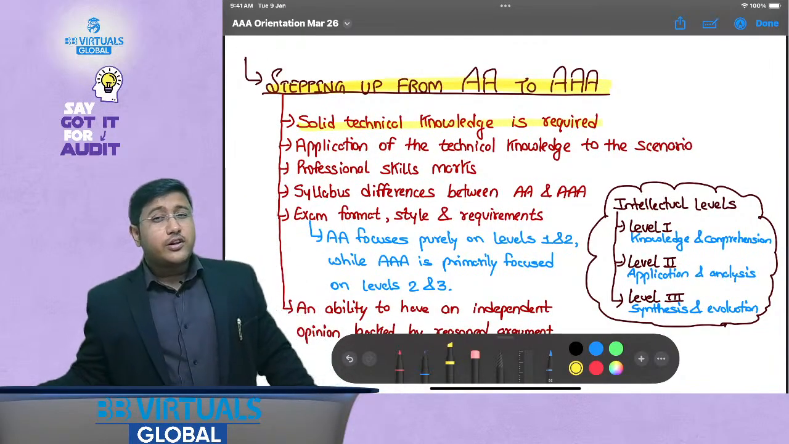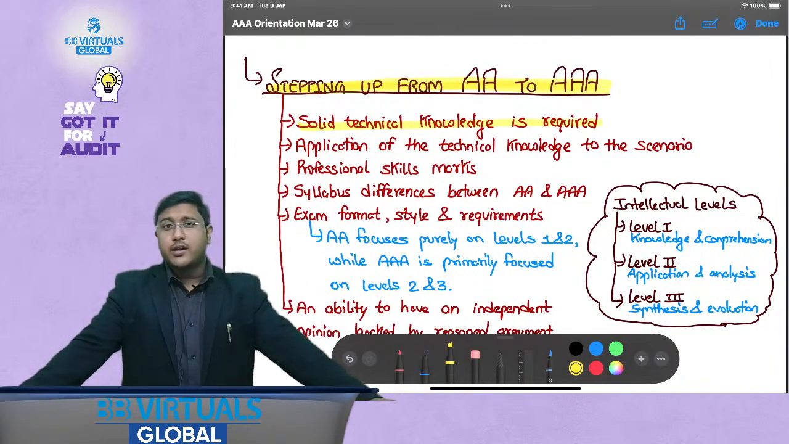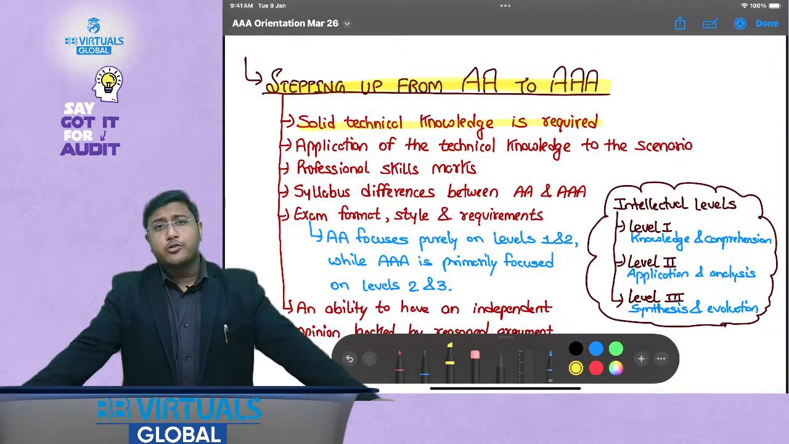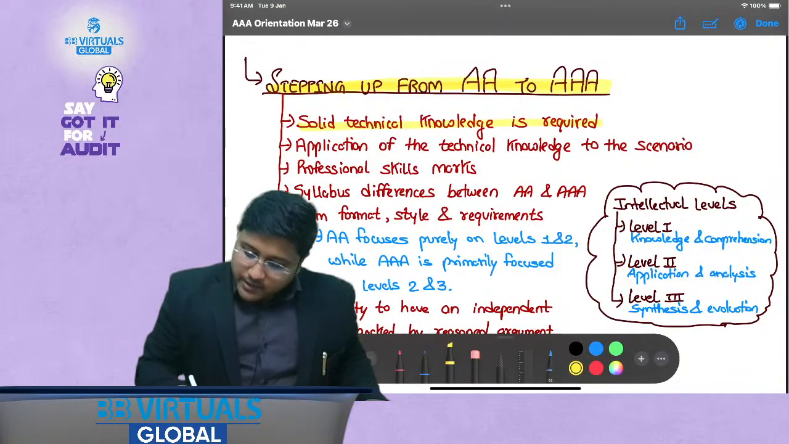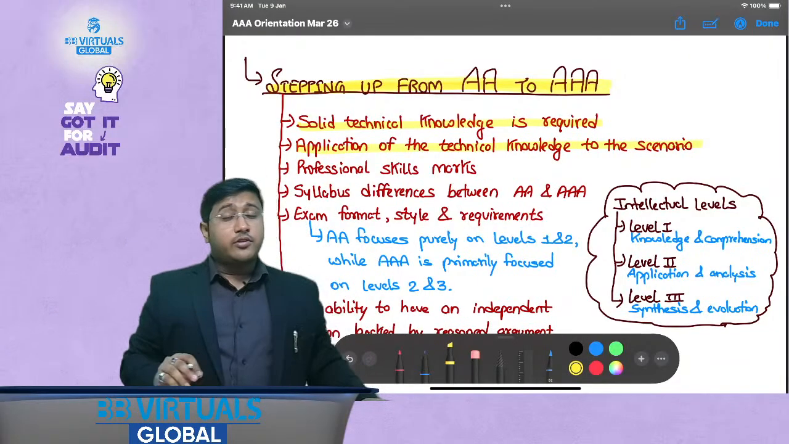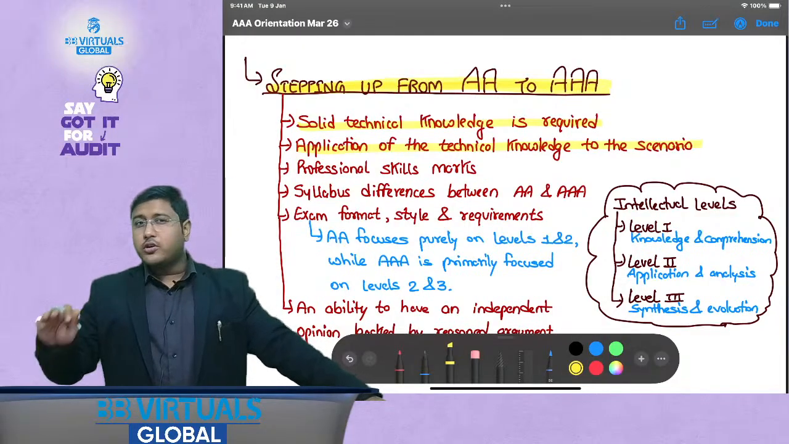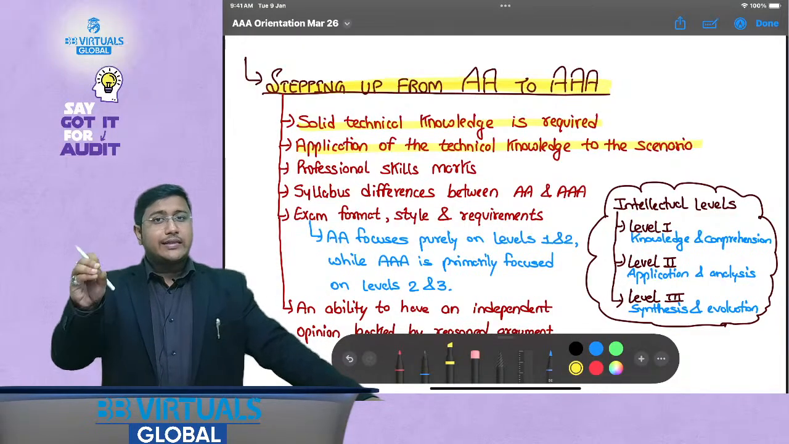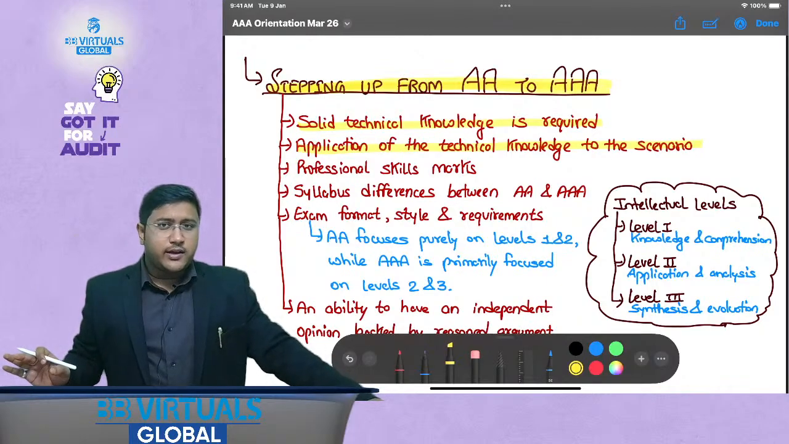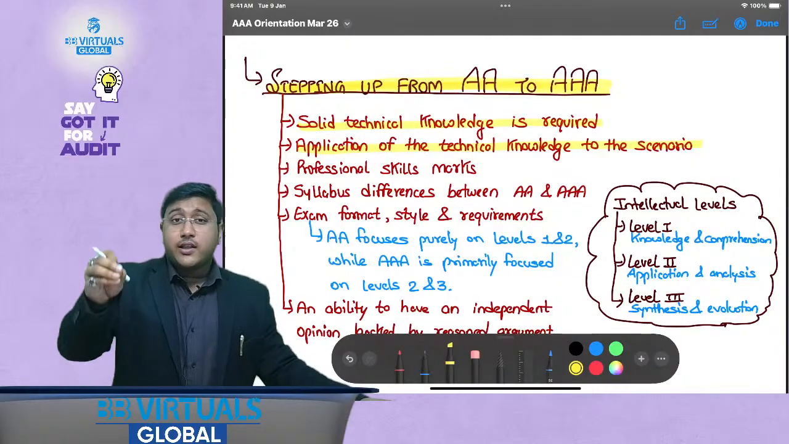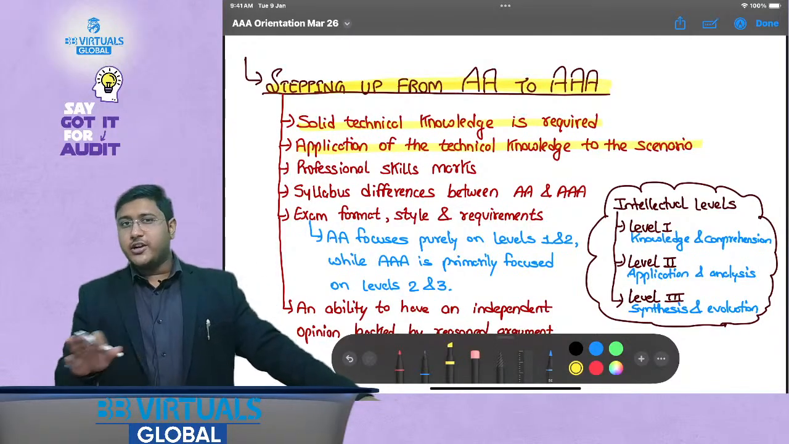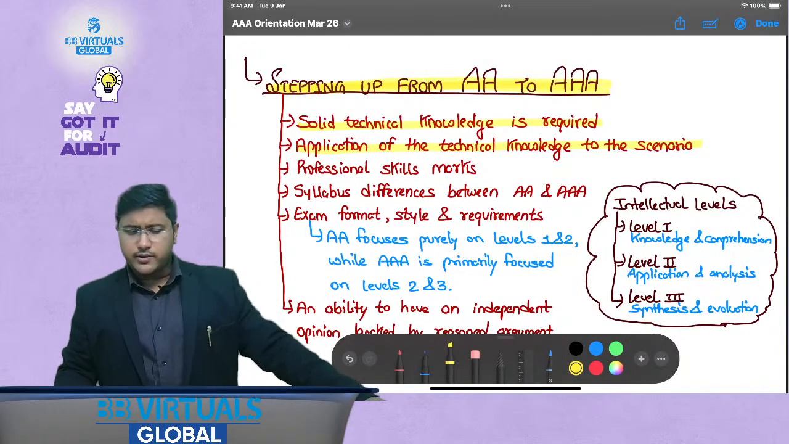Now, solid technical knowledge is required. When I say solid technical knowledge is required, you should be aware of what the auditor's responses are, how an auditor should respond to various situations. Then, application of the technical knowledge to the scenario: now that you are in AAA, you do not just need to tell us what the reference to this in ISA is, but you also need to apply that particular knowledge in the given case, because every question that is going to be asked is a case study or a case scenario question.